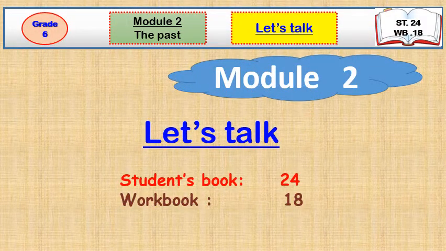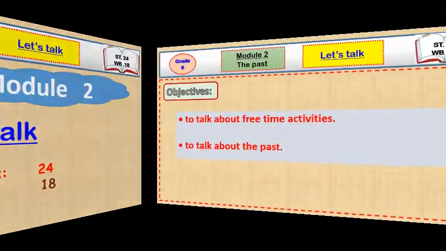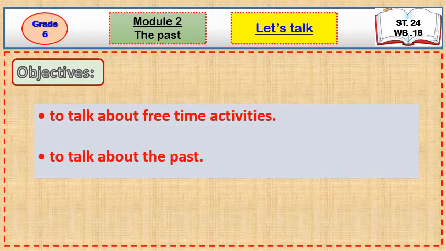Module 2. Let's talk. Students book page 24. Workbook page 18. Our objectives today are to talk about free time activities and to talk about the past.